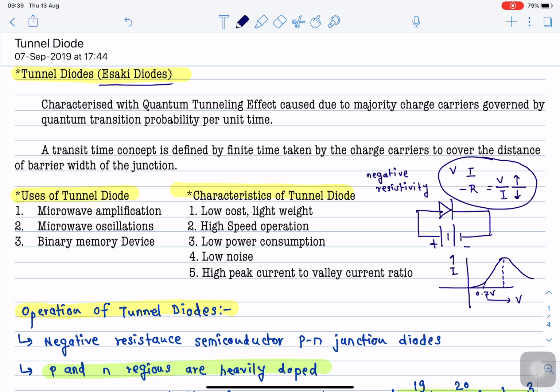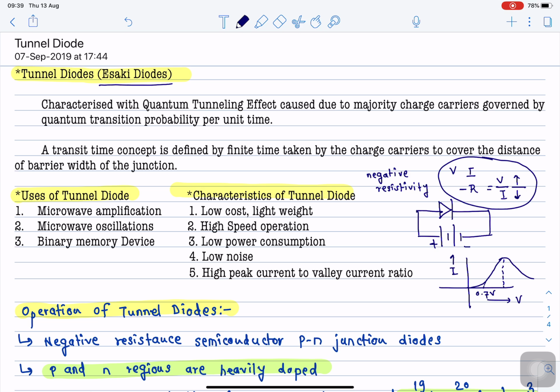So for the time being, just remember that any device or diode that possesses a negative resistance property can be used for amplification of microwaves as well as for generating the microwave itself. So let us see the construction and the working principle of tunnel diodes.